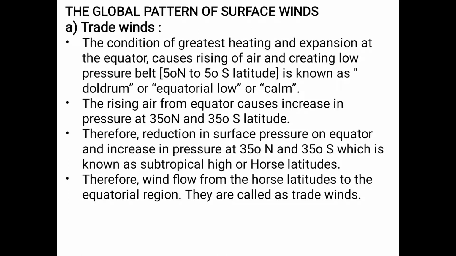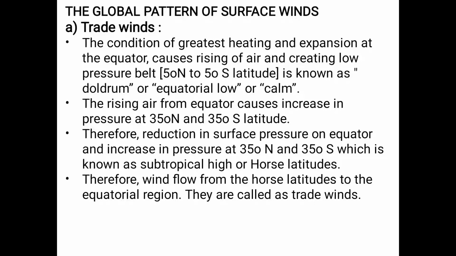So how are these trade winds created? There is the greatest heating and expansion of air at the equator, and due to that there is the rising of air that creates the low pressure belt along the 5 degree north and 5 degree south latitude, and that is known as the doldrum or the equatorial low or the calm. The pressure of that area is very low, due to that it is called a doldrum or equatorial low or the calm.